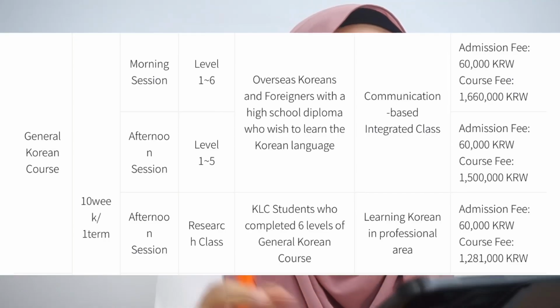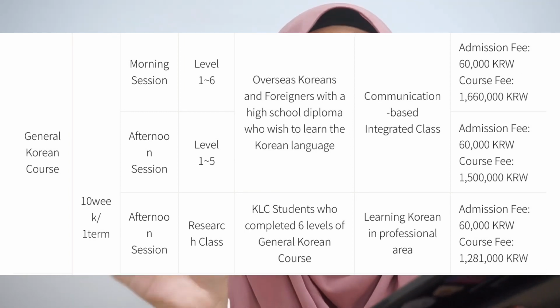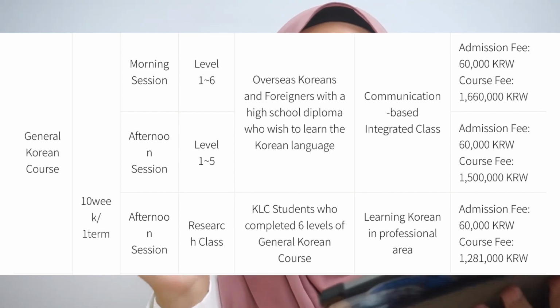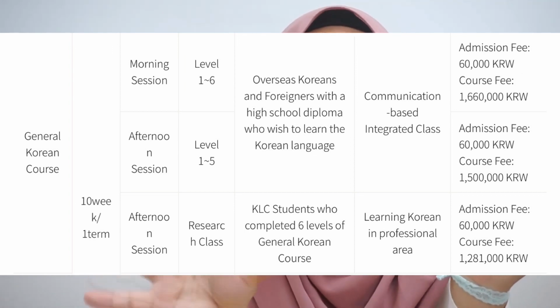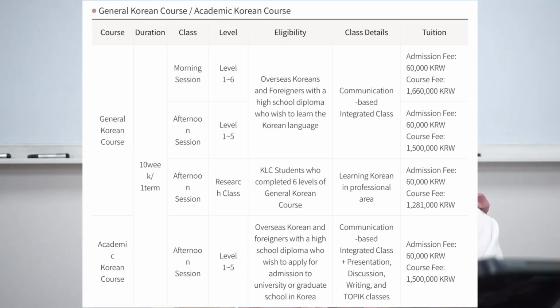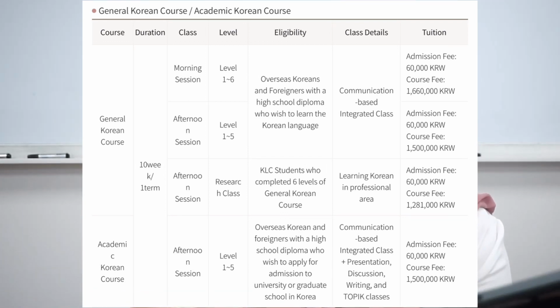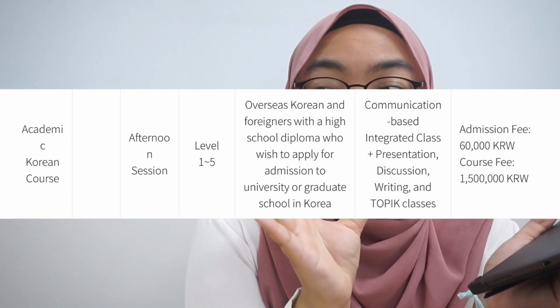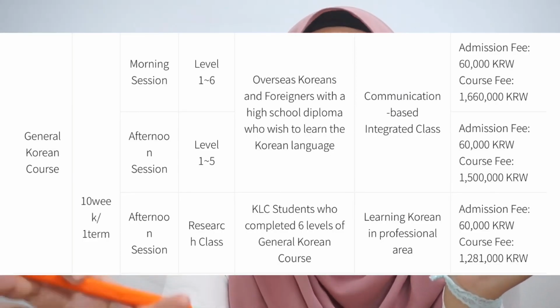Keep that in mind. For general Korean course, for the morning session, they only have level 1 until level 6. And for the afternoon session, they have level 1 until level 5 only. For the research class, they only have it in the afternoon. So basically, all of the afternoon sessions only have level 1 until level 5, including the academic Korean course. So if you take the academic one in the afternoon, there's no level 6. If you want to take level 6, you will go to the morning class, but they don't have an academic class. They only have general Korean class.